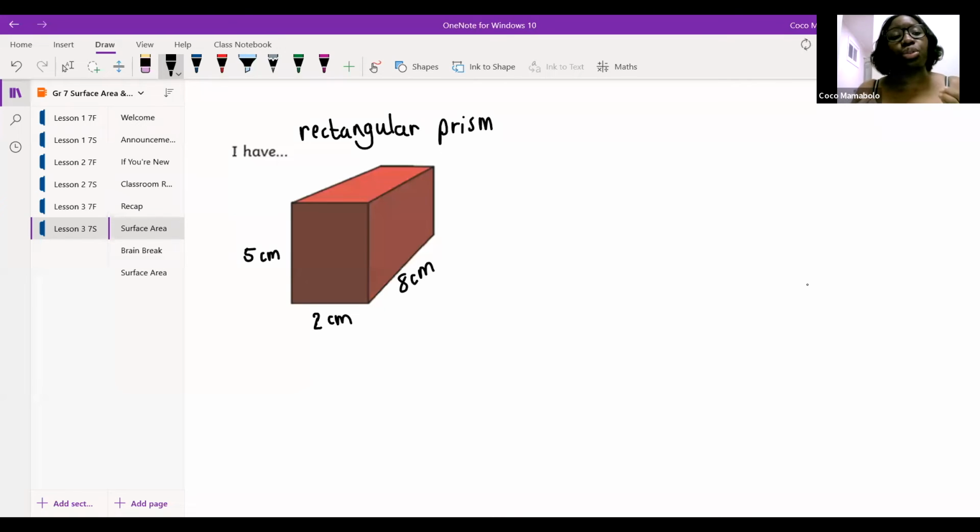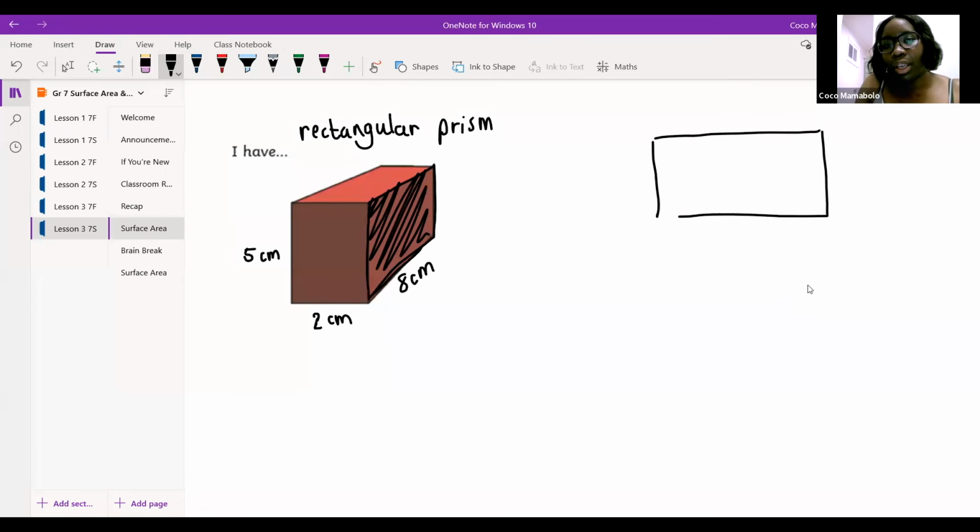So what we're going to do is take my rectangular prism and break it up into its faces. I'm going to start with this face over here. Now, if I draw this face flat down, I'm going to draw it like this. I'm going to ask you guys, what is the length? What is the longest side of this rectangle?